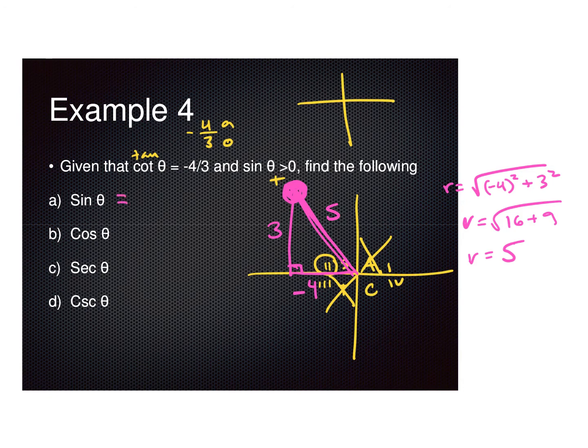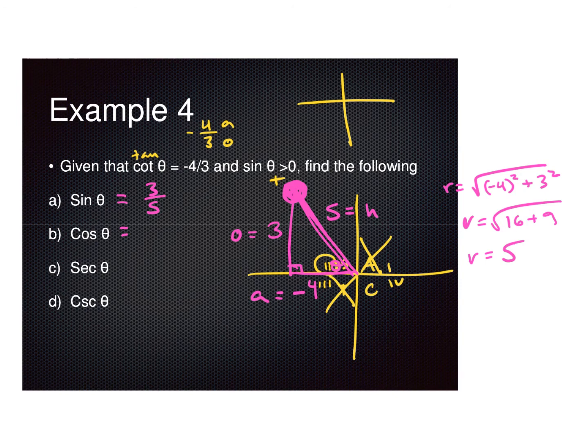So what is our sine of theta? Sine is opposite over hypotenuse, so 3 over 5, perfect. So 3 is our opposite, 5 is our hypotenuse, negative 4 is our adjacent. Is your r always your hypotenuse? Yes. R is always going to be the hypotenuse.